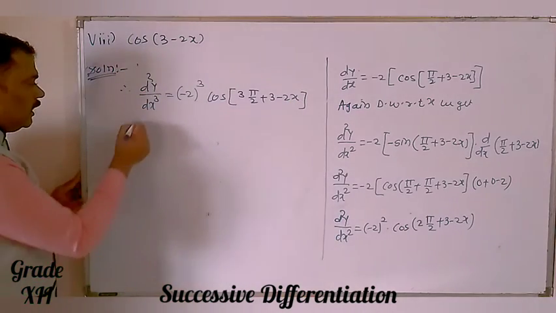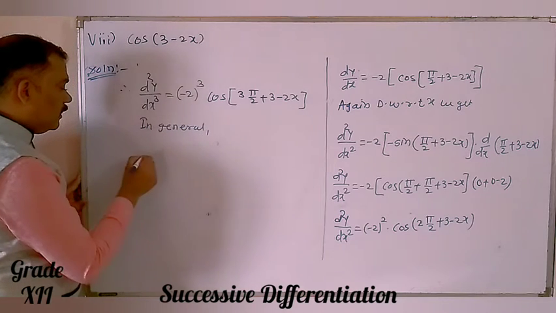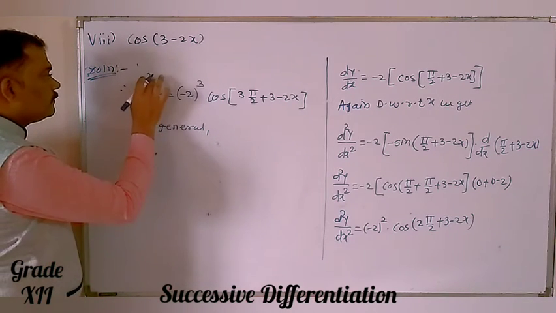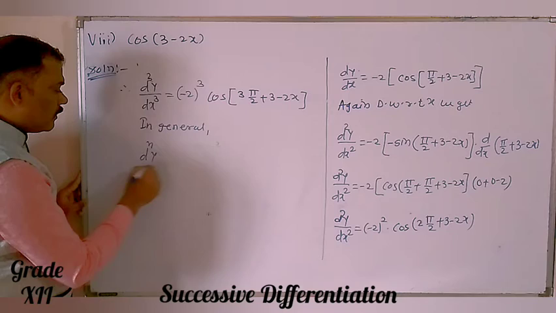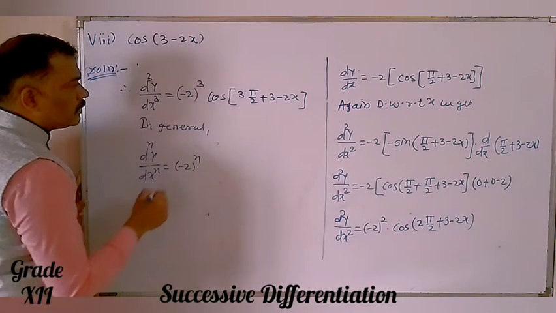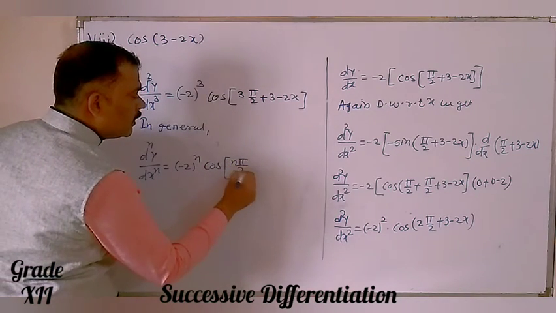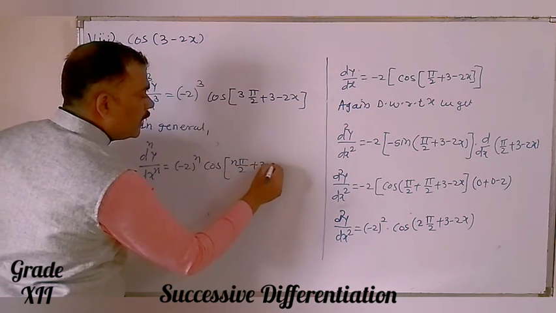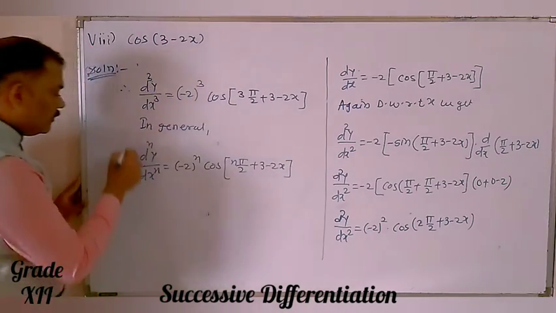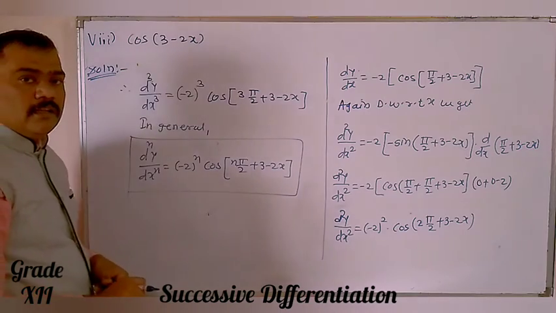So in general, we can write dny by dx raised to n is equal to (minus 2) raised to n into cos of (n pi by 2 plus 3 minus 2x), which is the required nth order derivative.